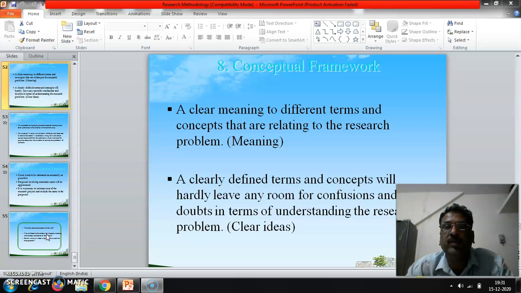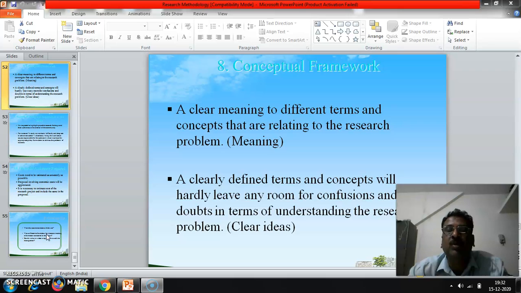The conceptual framework gives a clear meaning to different terms and concepts that are related to the research problem. That is, to face the challenges in a particular problem, or to find the meaning of the problem, or to find the solution to the particular problem, is called the conceptual framework.